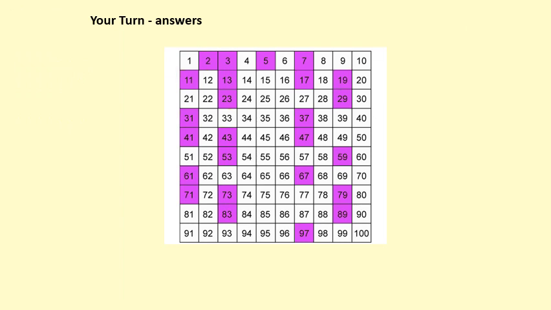Okay, so what you should have ended up with is a list like this. So our prime numbers are 2, 3, 5, 7, 11, 13, 17, 19, 23, 29, 31, 37, 41, 43, 47, etc. Okay, so all the numbers in purple are your prime numbers between 1 and 100.